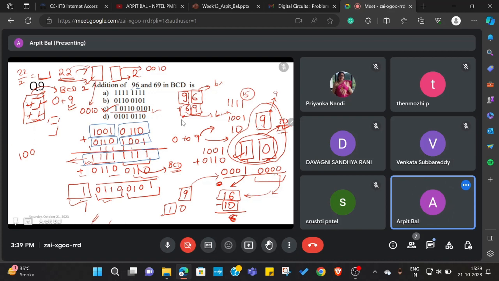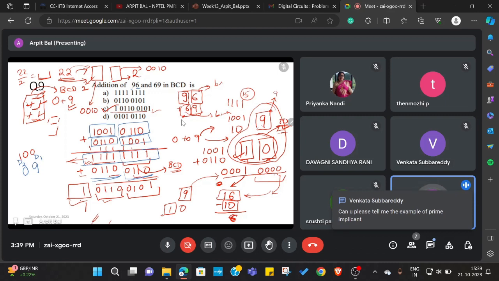But whatever result is obtained is not in BCD. You need to get the answer in BCD. So to get the answer in BCD, you individually add the bits with +6. The reason for doing this is that the BCD digits actually end at 9, right? So when you move from, let me call this digit 2 of BCD, digit 1 of BCD. So earlier it was 0, 9.